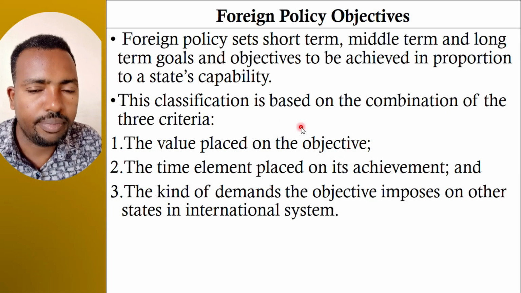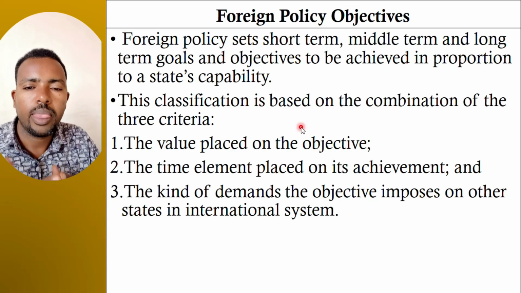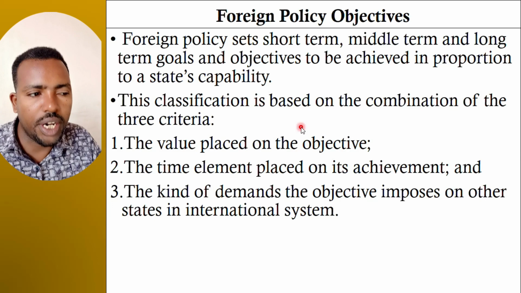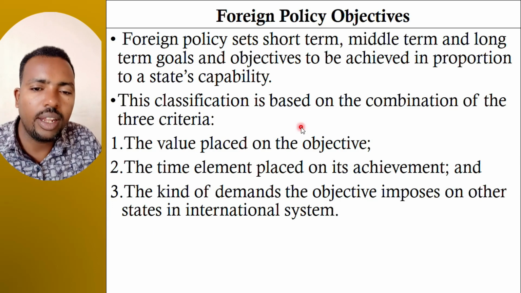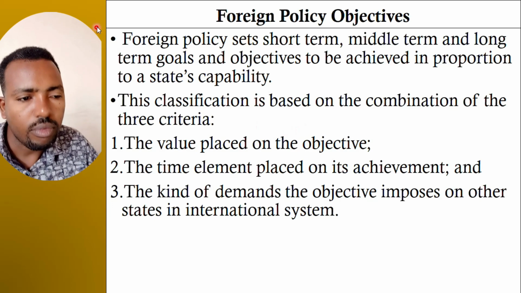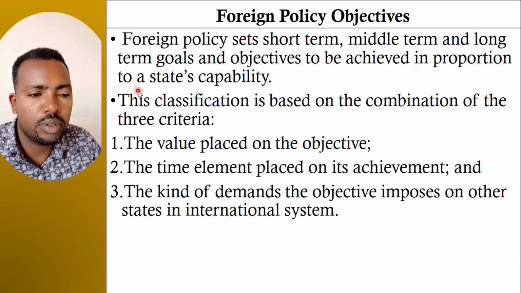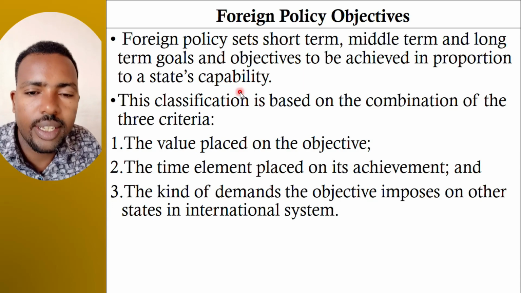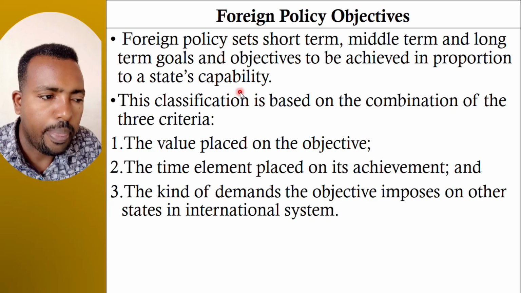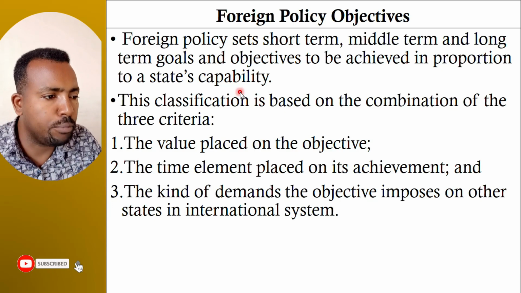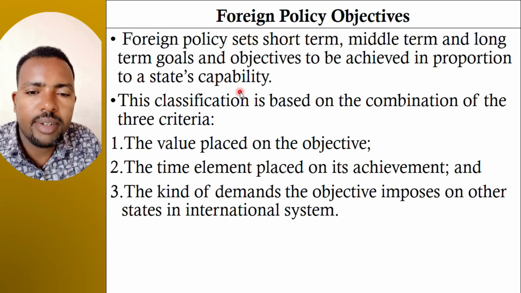What are the foreign policy objectives? We have said Holsti divided these foreign policy objectives into three: short range, mid range, and long range. So what are they? After dealing with what foreign policies and objectives are, we go to the classifications. Foreign policy sets short-term, mid-term, and long-term goals and objectives to be achieved in proportion to the state's capability. We have said the state's capability matters in the designing and achievement of foreign policy objectives and interests. So this foreign policy is divided into three: short term, middle term, and long term.